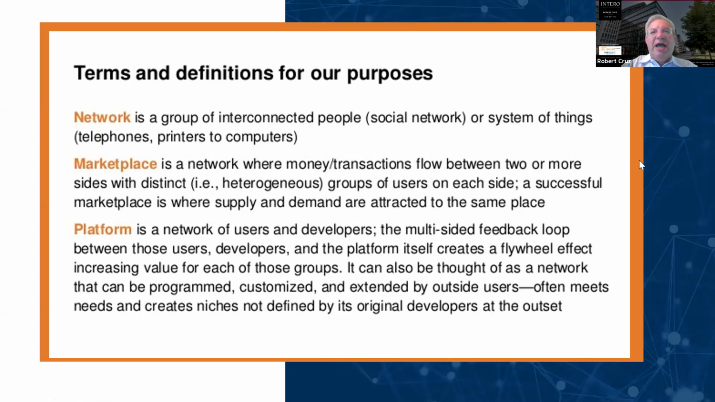If a buyer wants to buy a house through their agent, through their broker, they can go on MLS. They can go on Zillow directly. They can go on Redfin directly. They can go on Intero.com directly. But when it works best, you have two parties guided usually by professionals into a marketplace so that they can transact. Ultimately, what that creates is a platform, which is a network of users and developers. The multi-sided feedback loop between those users, developers, and the platform itself creates a flywheel effect, increasing value for each of those groups. It can also be thought of as a network that can be programmed, customized, and extended by outside users.